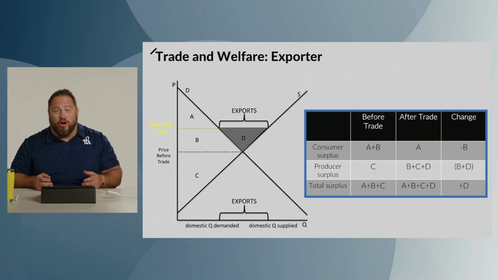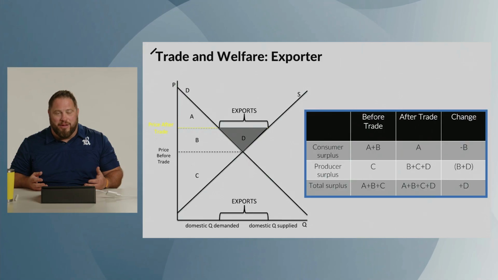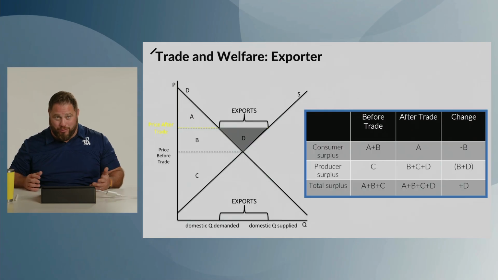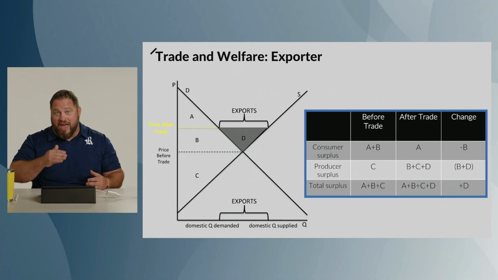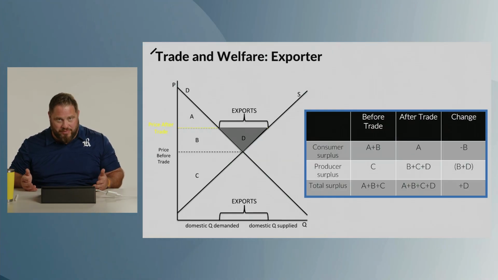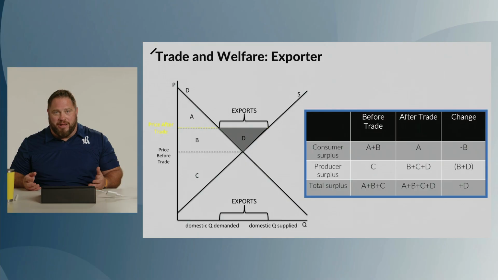So taking a look here, before we open up the economy, what is our consumer surplus? It's area A plus B, everywhere below the demand curve, above or equal to the price. What is our producer surplus? It's just area C, everywhere below the price, above or equal to the supply curve or our cost to produce. Now we're going to open up the economy.